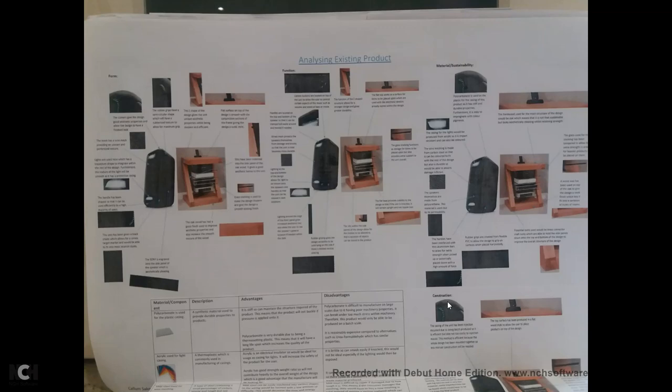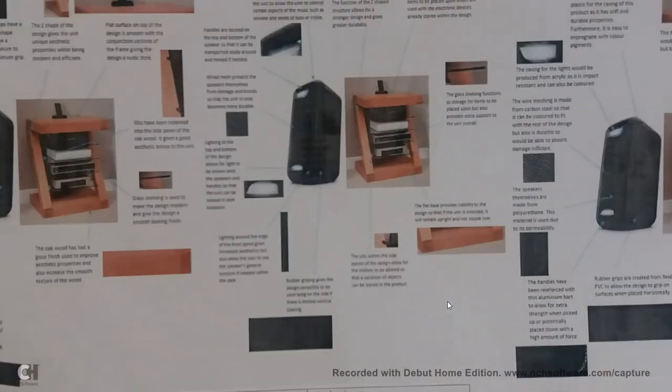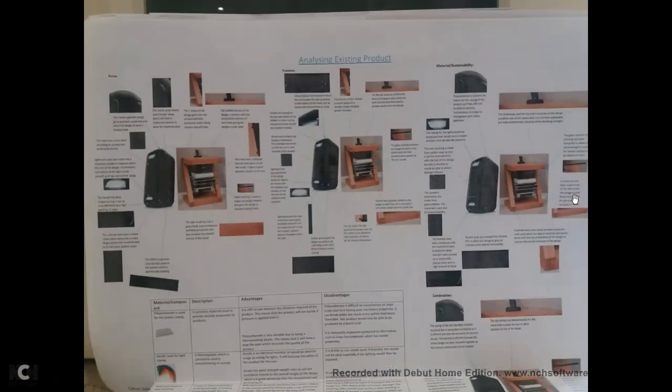Now he's doing it with the speakers, etc. So he's brought the speakers in as well, and it's really, really detailed. I'm not sure that you can actually see that particularly well. Let's have a look. It's not very easy to read. The wire meshing is made from carbon steel, so it can be coloured to fit with the rest of the device. So you can get some of them, but not all of them, I must admit. But it gives you the flavour of this one.